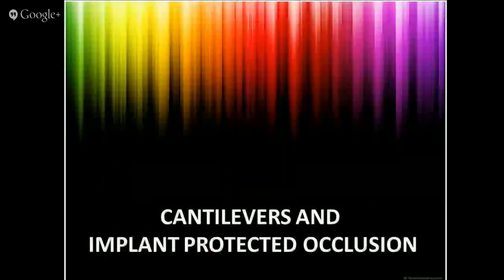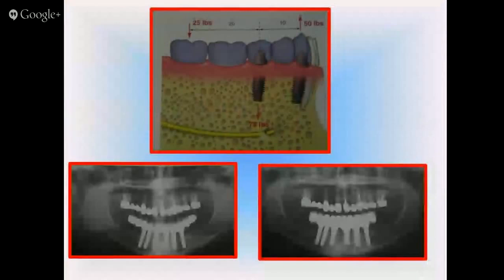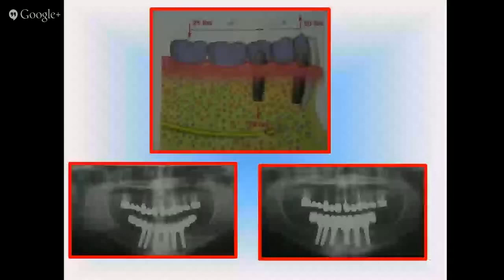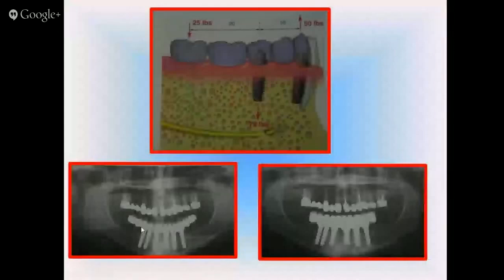Coming to cantilevers and implant protected occlusion. Before we talk about how cantilevers are important, let's understand what cantilevers are. Cantilevers are freestanding bridges. That is, if this is my implant, this is my crown overlying an implant, this is my cantilevered segment. My distal most implant, overlying crown, this is my cantilevered segment.